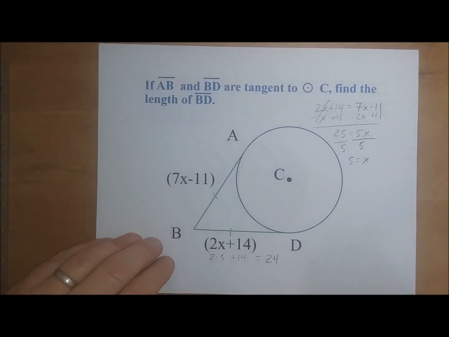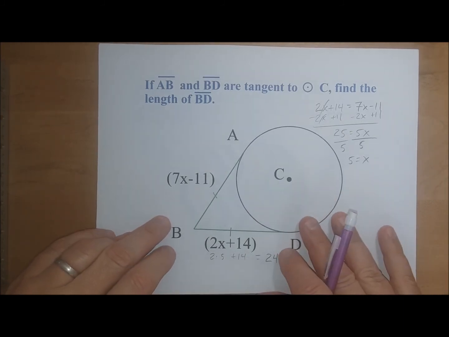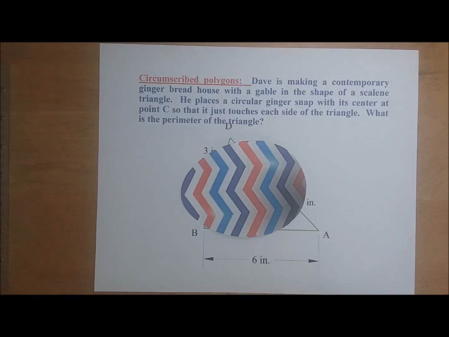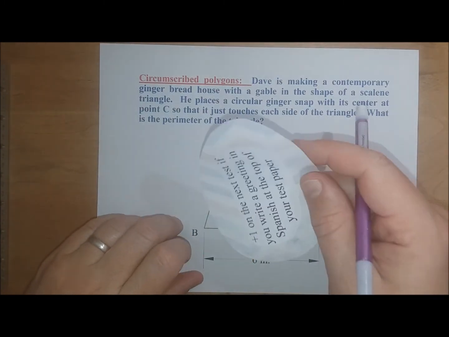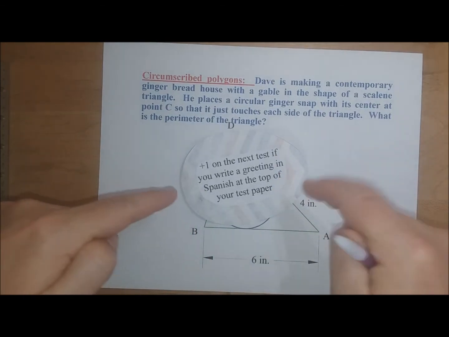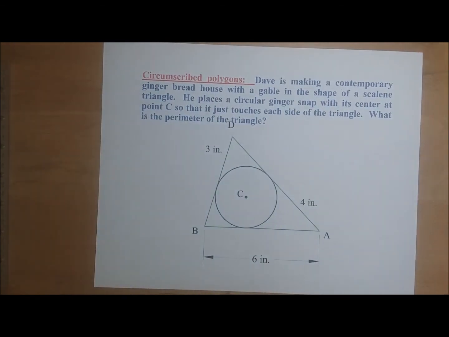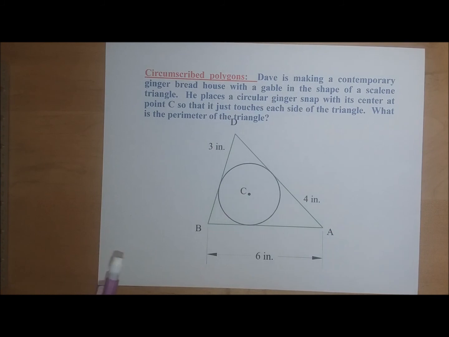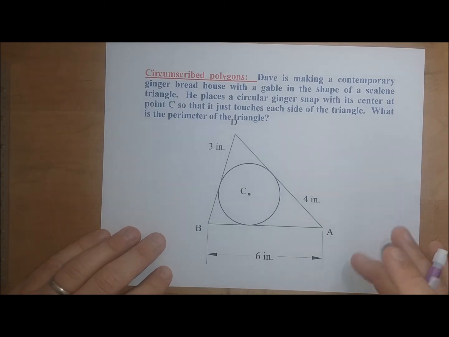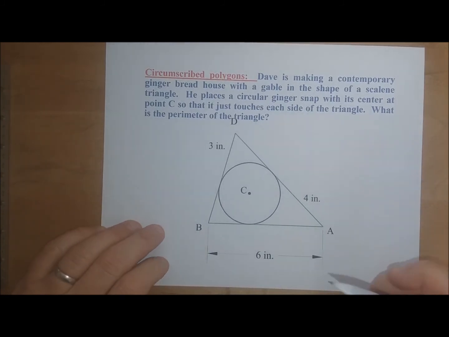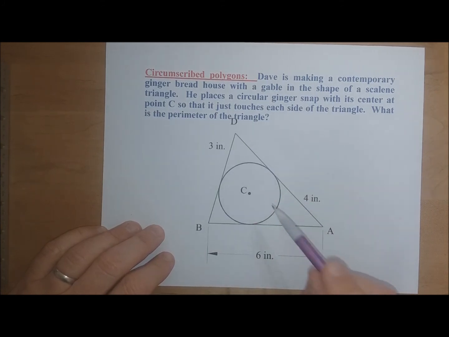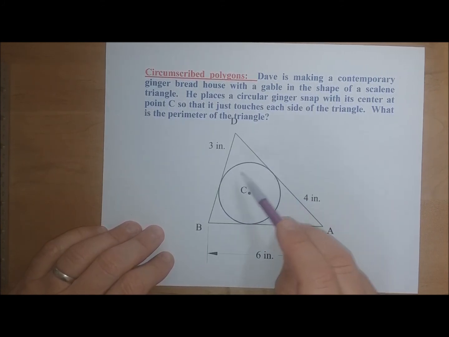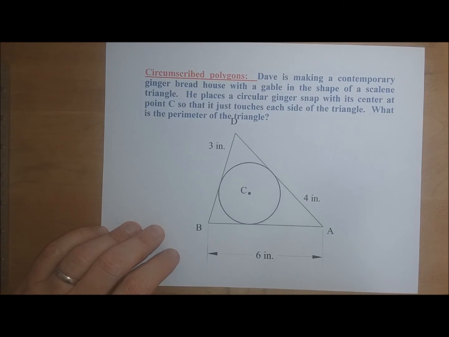Good. All right, let's try one more problem before we wrap it up. Oh my goodness, what's this? Okay. All right, this one is about circumscribed polygons. We finally got to circumscribed polygons. Dave is making a contemporary gingerbread house with a gable in the shape of a scalene triangle. What a rebel. He places a circular ginger snap with its center at point C so that it just touches each side of the triangle. Sounds like 3 points of tangency to me. What is the perimeter of the triangle?